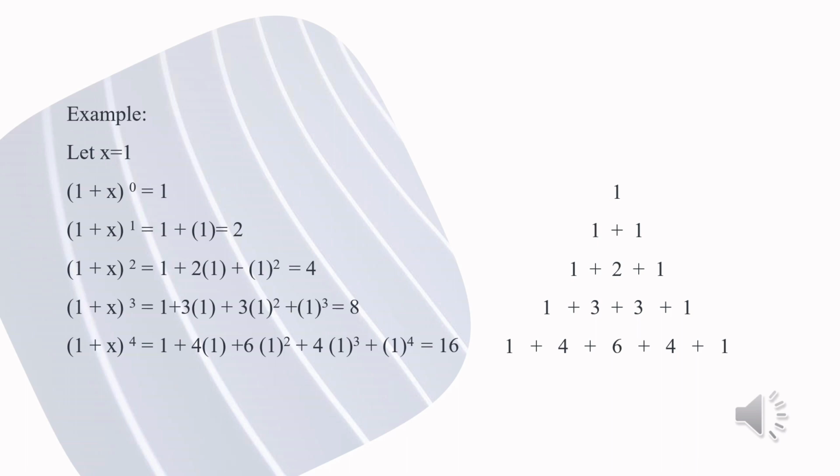1 plus x to the power of 0 equals 1. 1 plus x to the power of 1 equals 2. 1 plus x to the power of 2 equals 4. 1 plus x to the power of 3 equals 8. And 1 plus x to the power of 4 equals 16. And in Pascal's triangle, for each row, the sum of the elements is equal to the binomial theorem.